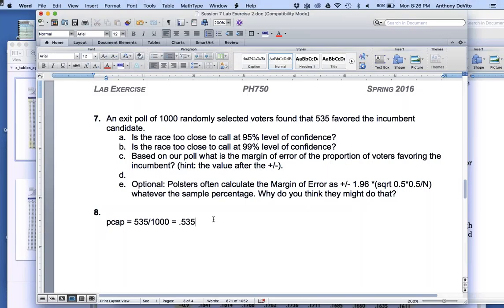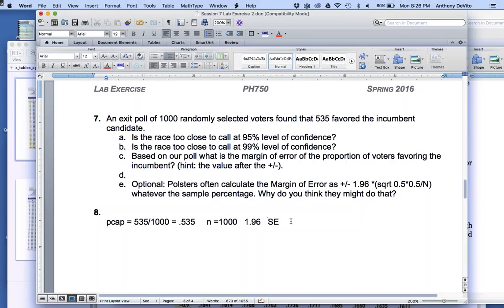So let's calculate what our confidence interval is. In order to calculate a confidence interval, since it's 95%, I need to use 1.96, right? I'm going to assume that this is a big enough sample, and I'm going to talk about that in a second. Our sample size is equal to 1,000. So I'm going to assume that my number of standard errors is 1.96.